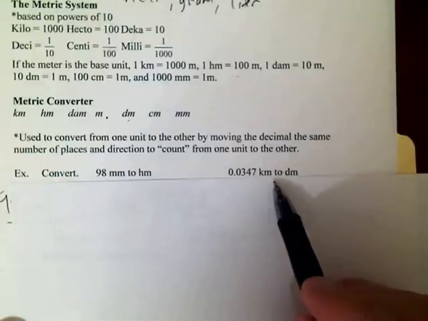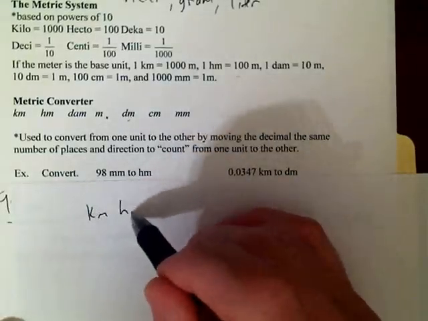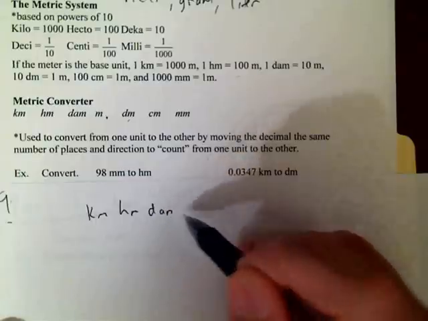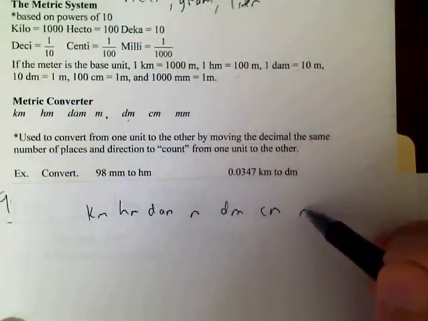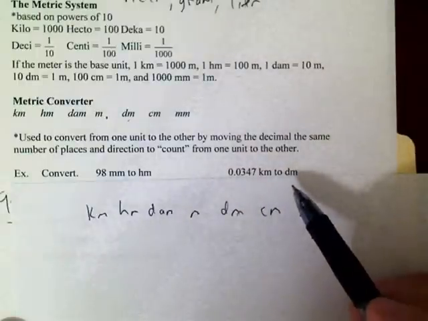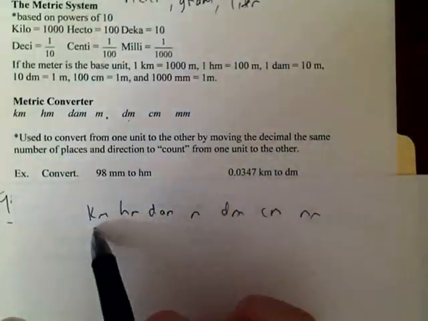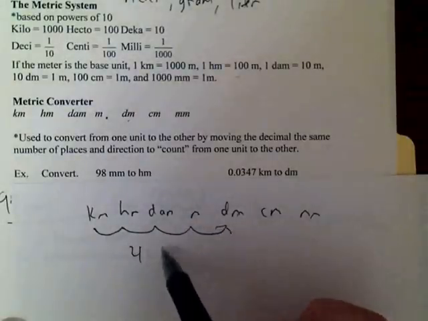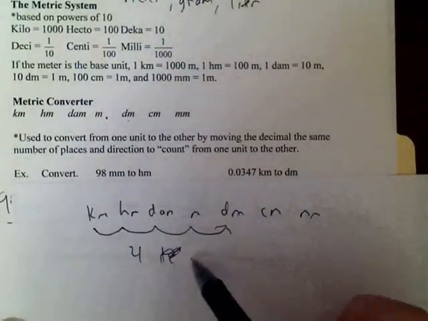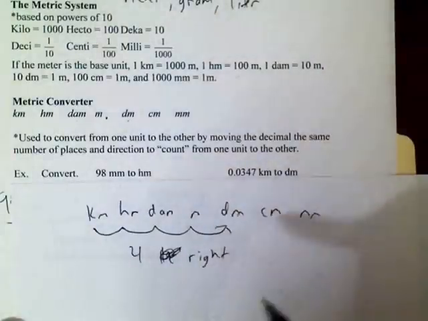0.0347 kilometers to decimeters. I'm going to write out the metric converter so you can see what's going on. Kilometers to decimeters. We're given kilometers, so that's where we're going to start. We want to go to decimeters. So I'm going to go 1, 2, 3, 4 places, that's to the right. Some of you may have that problem just like I did. That's 4 to the right.